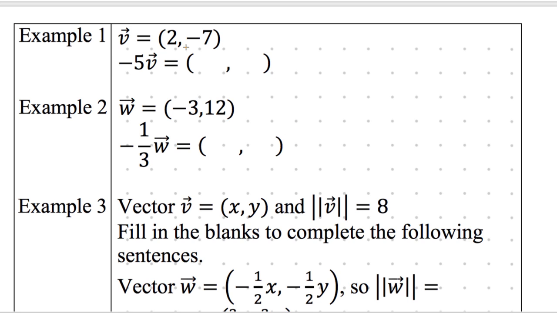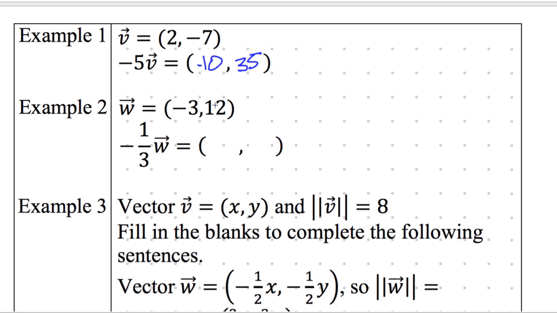All right, so example 1. I'm saying that the component form of vector v is 2, -7. What happens if I do a scalar multiplication of -5 times that vector v? And this is super, super easy. I'll show you how easy it is. You multiply -5 times 2. -5 times 2 is -10, and -5 times -7 is 35. You're done. That's how easy these problems are.